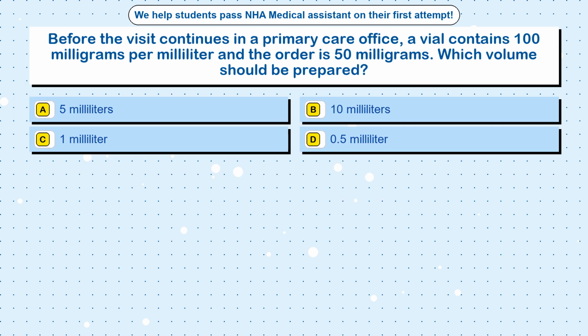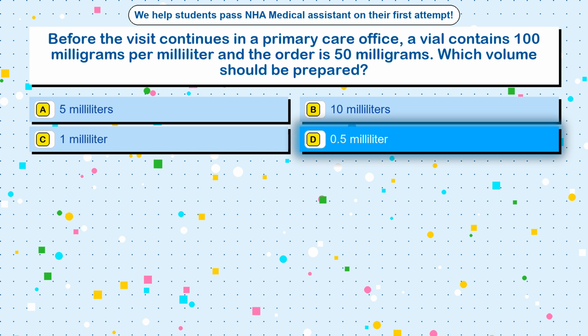Question 21. Before the visit continues in a primary care office, a vial contains 100 mg per milliliter and the order is 50 mg. Which volume should be prepared? Option A, 5 milliliters. Option B, 10 milliliters. Option C, 1 milliliter. Option D, 0.5 milliliter. The correct answer is option D, 0.5 milliliter.